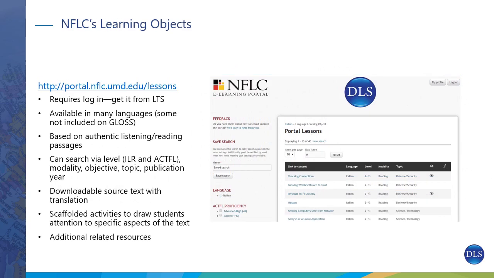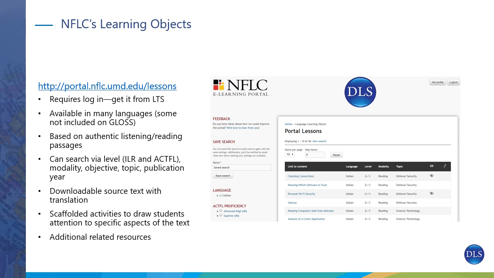This next resource is quite similar to GLOSS. It's NFLC's Learning Objects. You may be a little less familiar with NFLC's Learning Objects than you are with GLOSS because it does require a login to access them. However, your LTS has login information that you can use, so please just contact your LTS and they can send you the username and password to access the e-learning portal. Just like with GLOSS, NFLC has learning objects in many languages, and some of the languages on NFLC aren't available on GLOSS. So if you haven't been able to find your language on GLOSS, please check with NFLC.